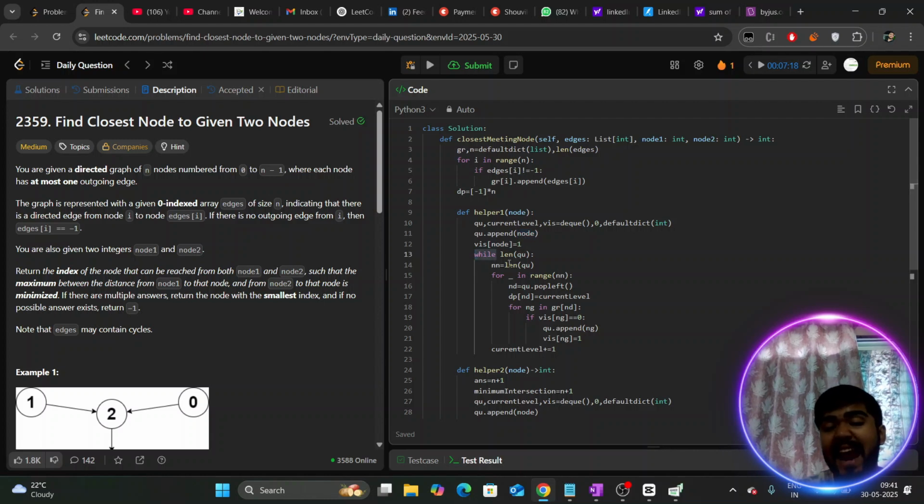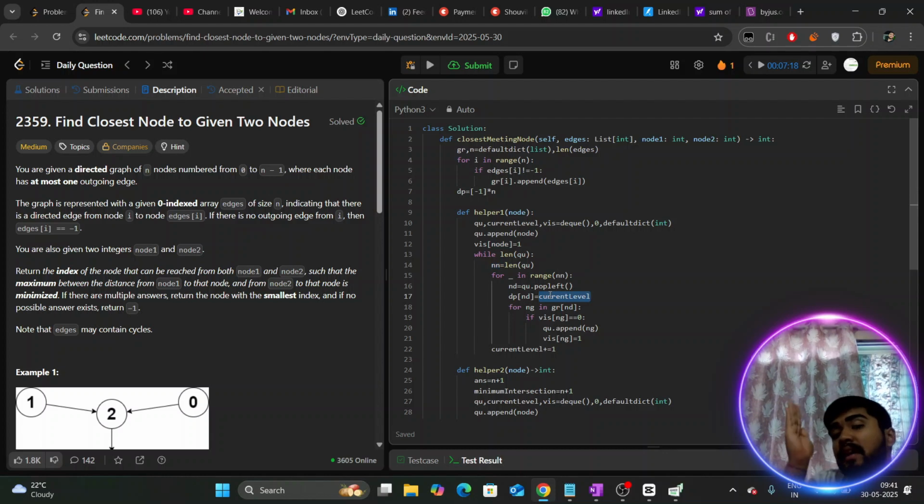Then I am doing the very standard naive BFS. nn equals the length of the queue, which gives me all the nodes on a particular level that I want to pull up. I am iterating for underscore in range nn, getting all the nodes of that level, and updating their dp value to the current level, because that is the distance to reach that particular node starting from node 1. So I am storing it.